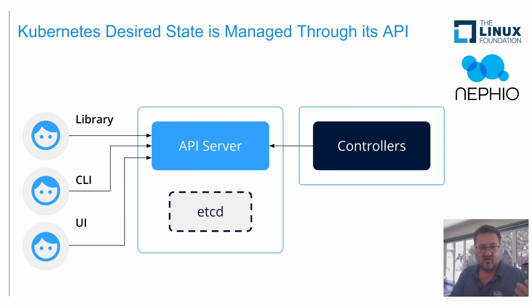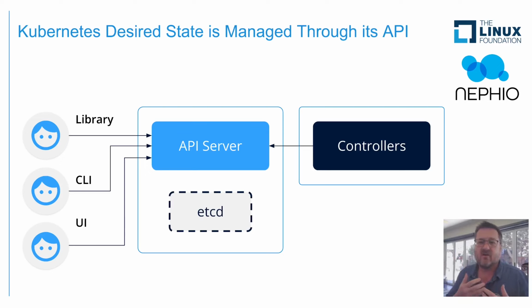So users here, shown on the left, either a human through a CLI or through a UI, or a tool through a client library, interact with the API server and just do those create, read, update, delete of resources. So the declarative intent is put into a resource, it's stored in the API server, and the user steps away.